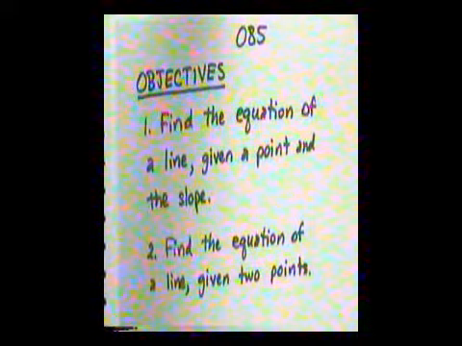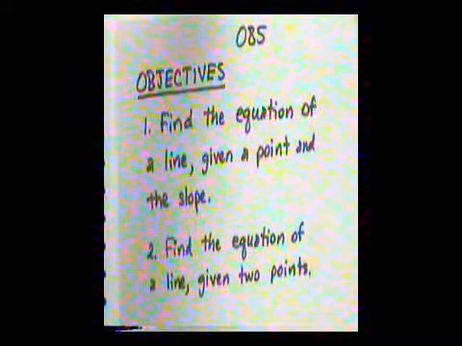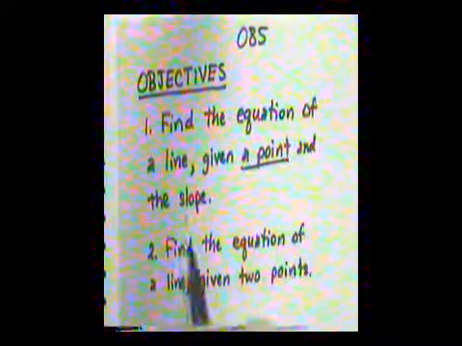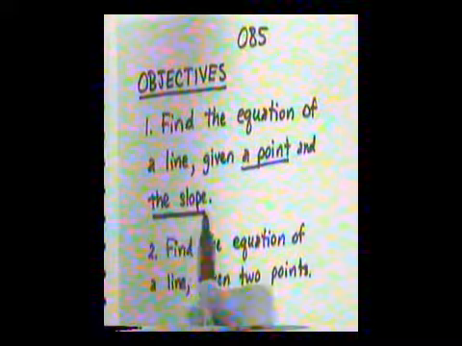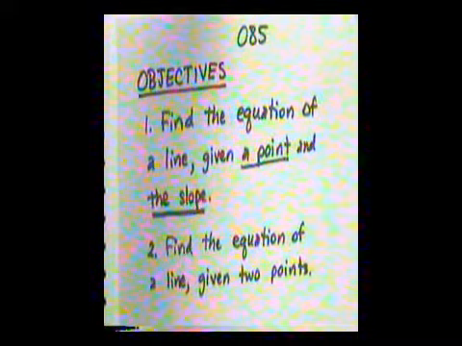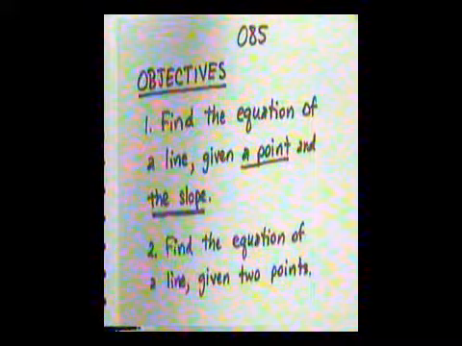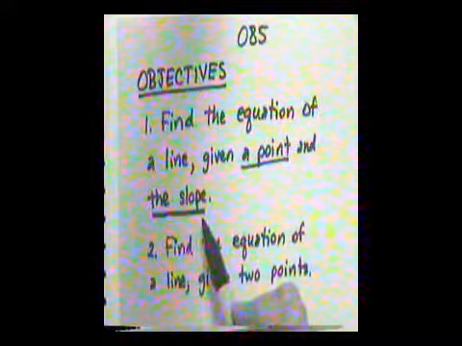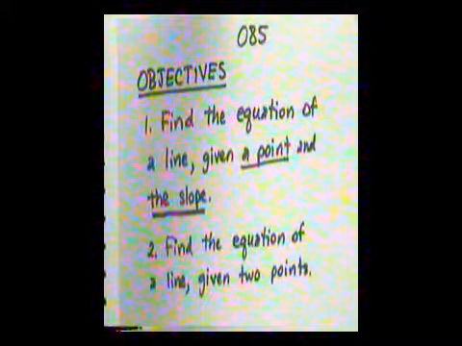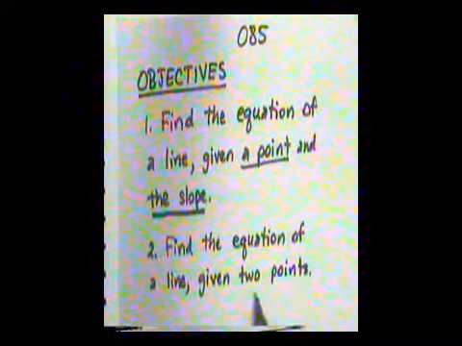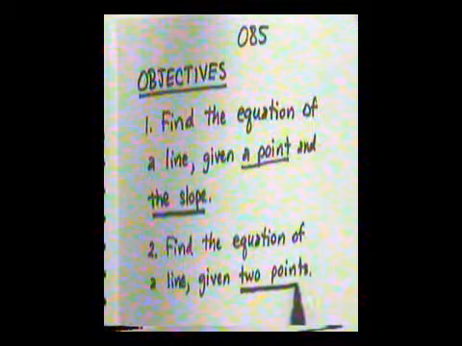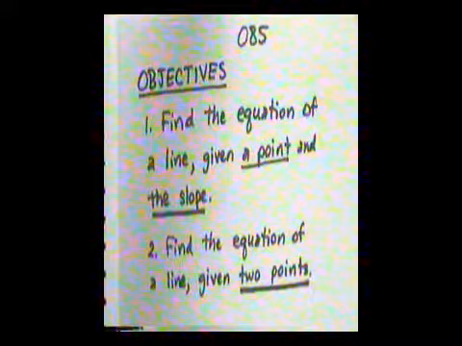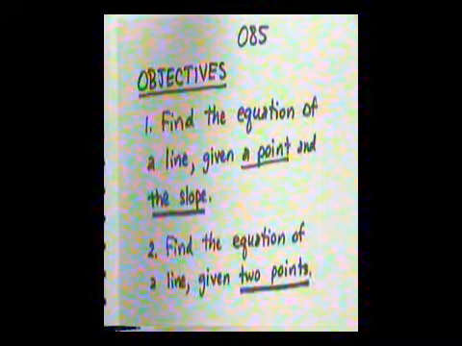Notice the similarity between these two. Objective 1 will give you a point and the slope. That's two pieces of information. One piece of information is a point, the other is the slope. In Objective 2, we'll find the equation of a line given 2 points. Once again, two pieces of information. This time, both of them are points.